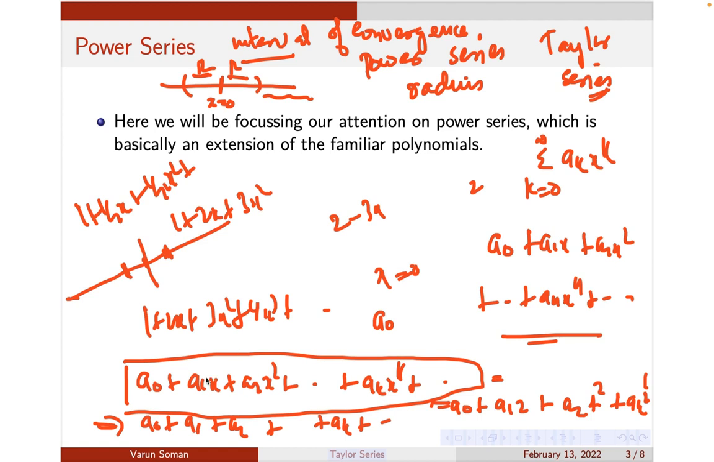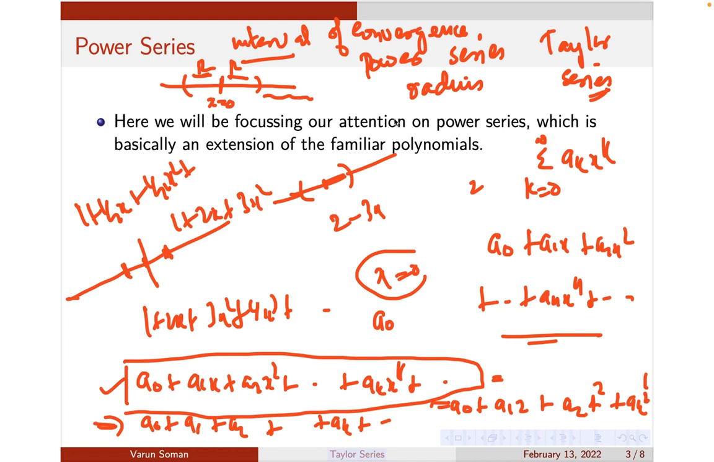This power series always converges at x is equal to 0 unconditionally. Moreover, its convergence will always be in an interval around x is equal to 0, with x is equal to 0 as the center. At all points outside this interval, the power series will definitely be divergent. So when we talk of power series, you can always find an interval of convergence, and we can also talk of the radius of convergence.